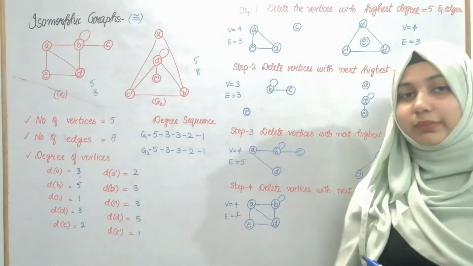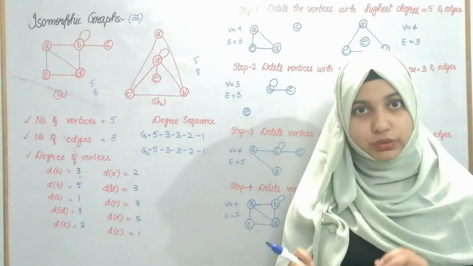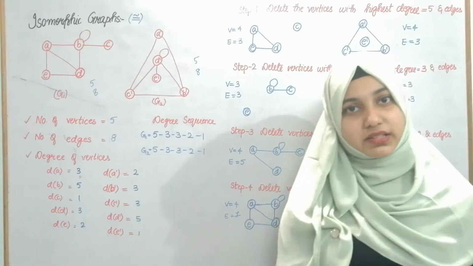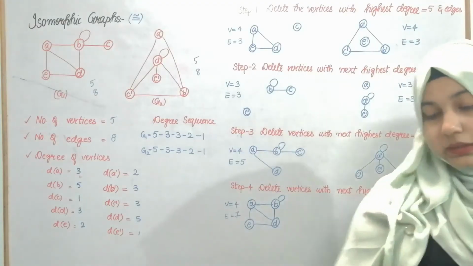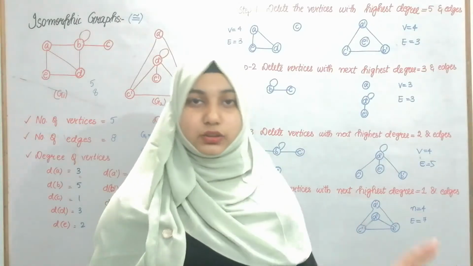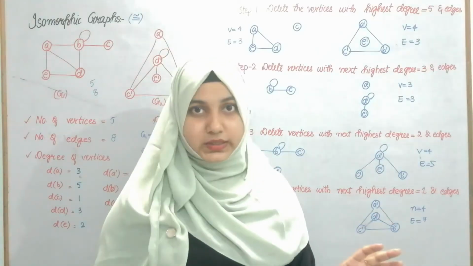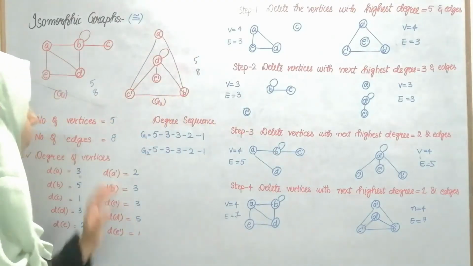Next comes 2. We are going to take the vertices of degree 2 and delete them along with their corresponding edges. The last one will be the vertices which have degree 1. We are going to delete those vertices and also the edges associated with them. Okay, clear? Now let's go with step 1.